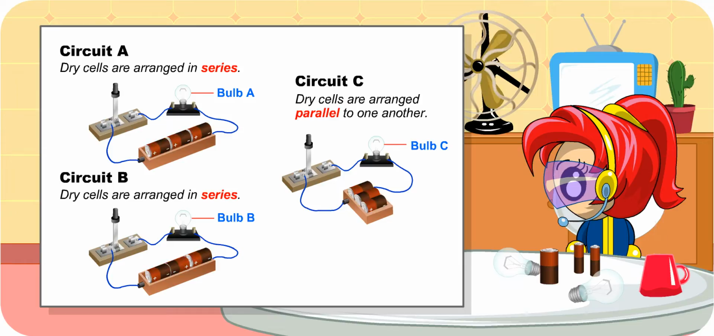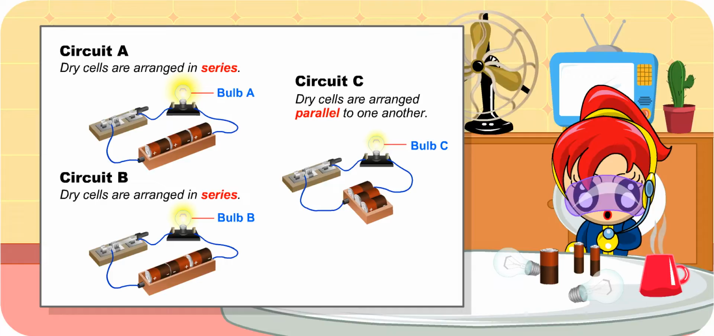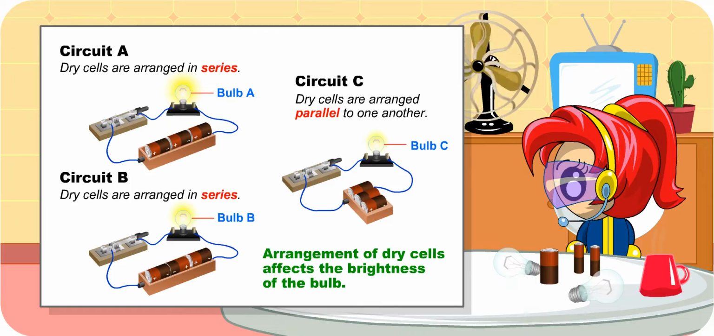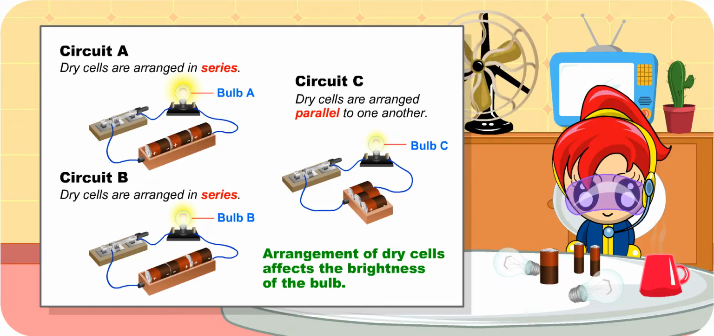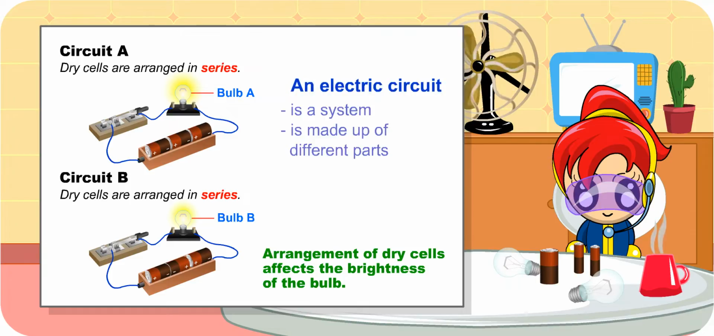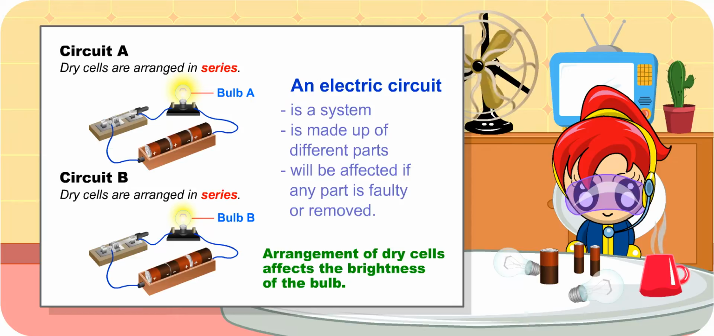Now, let us see what happens when all the switches are turned on. Bulb A is the brightest among the three bulbs. So, the arrangement of the dry cells in the circuit affects the brightness of the bulbs too. Exactly. An electric circuit is a system and is made up of different parts or components. Like any other system, all parts or components are very important and they affect one another. The electric circuit will be affected if any component is faulty or removed.